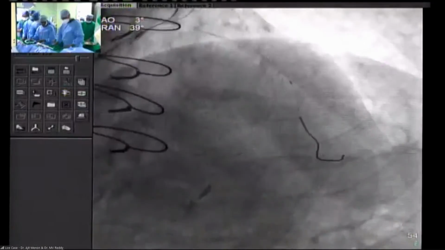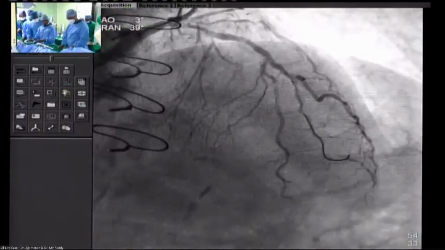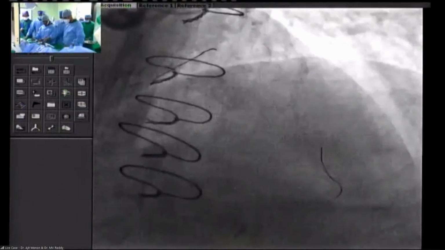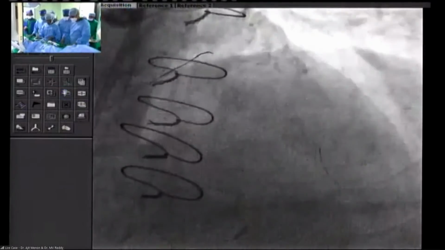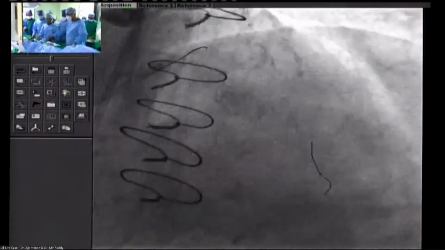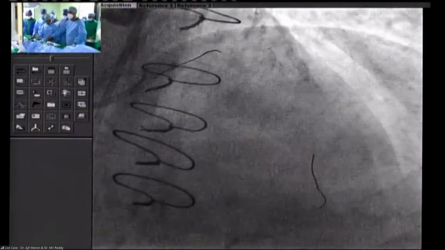Yeah, we do plan to rotablate the lesion. Now we already put a rotor wire. Now I exchanged the wire.